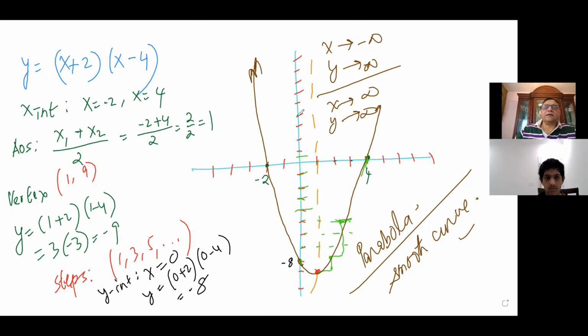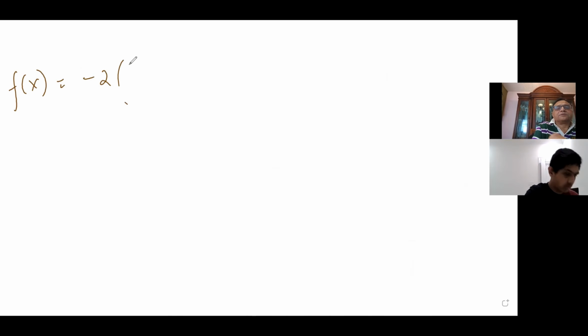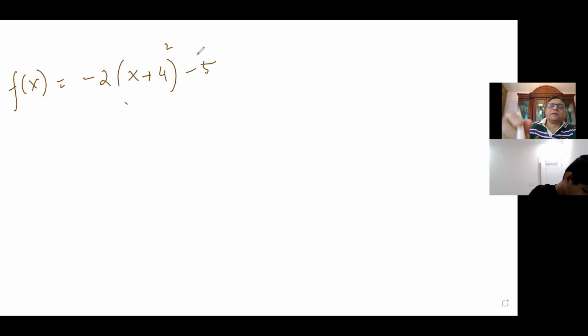So let me now take another form, which is the vertex form, which we derived first and then moved on. But that will complete our chapter, right? Let me write down one equation. f of x is equal to, let me take -2 times (x plus 4) whole square minus 5. Well, let me not take minus 5. I want to keep it simpler. Let me take plus 3.